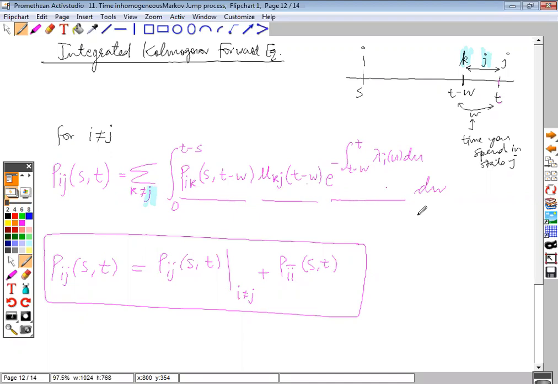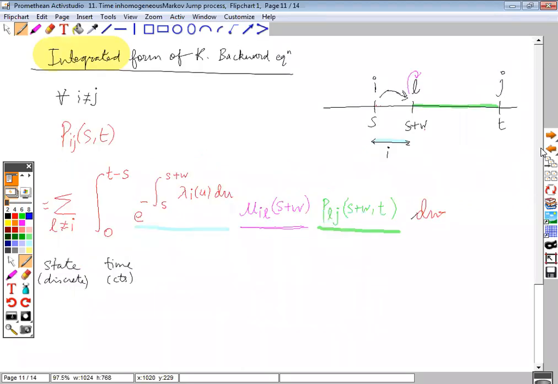Oh, that was for backward. So always remember, we stay in the same state whenever I have this short interval. So for this shorter interval, I would stay in the same state. In the backward case, this was the shorter interval, so I would stay in the same state first.